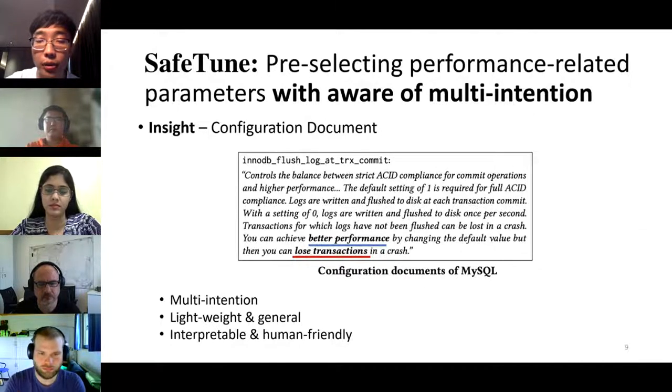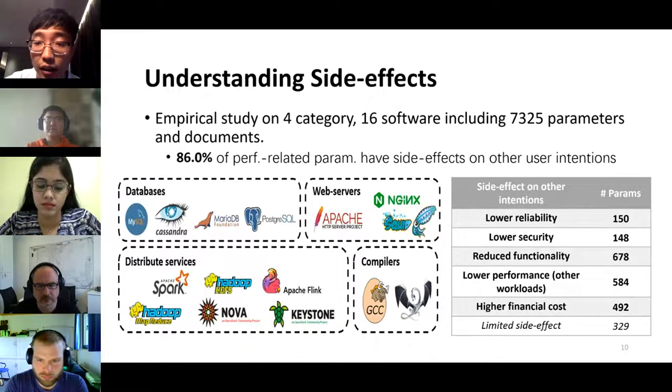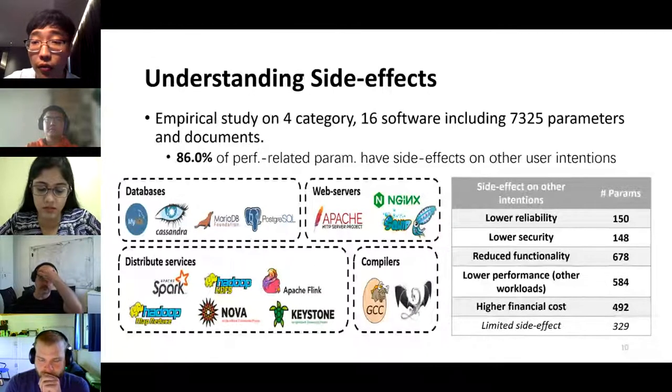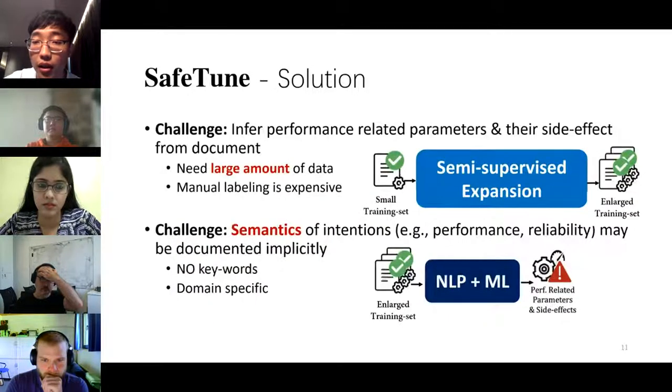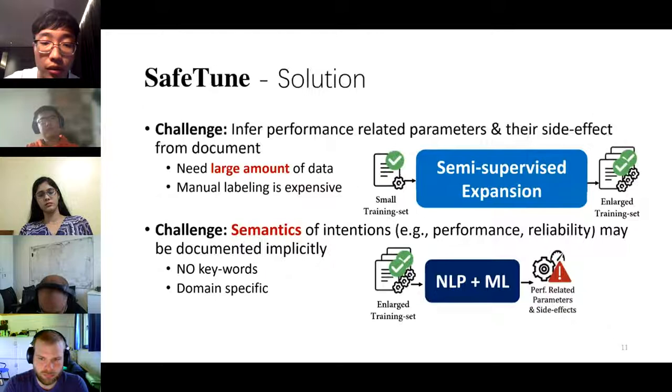Therefore, we made an empirical study of more than 7,000 configuration parameters and found out that the majority of performance-related parameters indeed affect other user intentions. And there are 6 types of intentions that may get affected. So based on the findings, we build a model to infer the side effects on user intentions given the configuration documents. The model applies a semi-supervised method to reduce labeling effort and uses a simple machine learning method to understand the semantics in the documents. Though simple, it can still achieve good results.